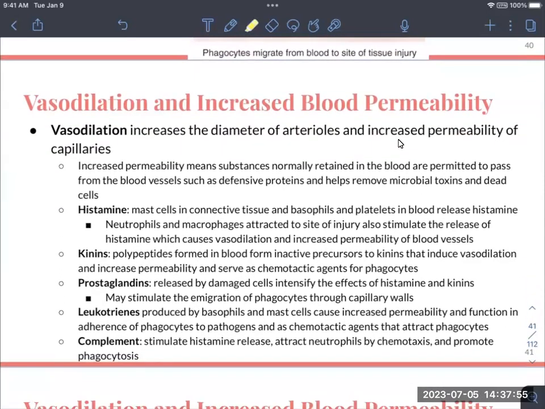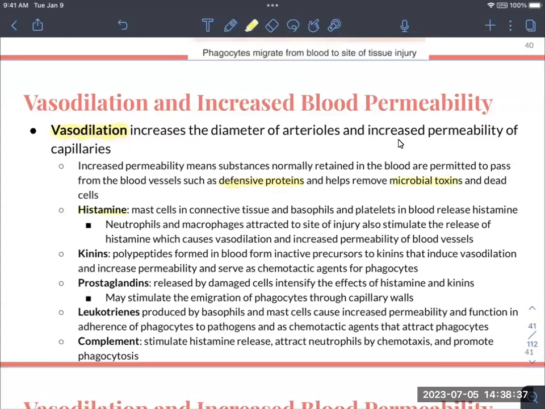So vasodilation. Vasodilation increases the size of those blood vessels. It also increases the permeability. Those blood vessels, especially those capillaries, as they get larger, it creates more openings for different things to get in and out of that specific capillary. So things that normally stay in the blood can actually get into or out, like proteins, defensive proteins specifically. And it gets rid of microbial toxins.